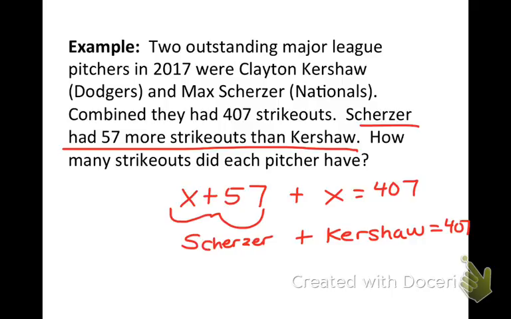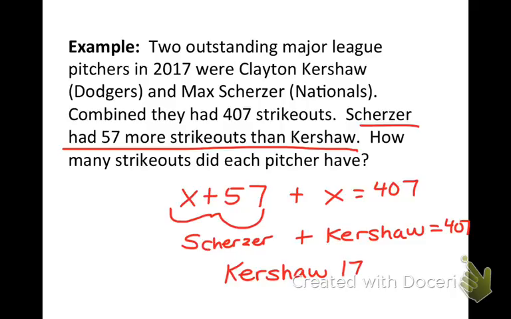2x plus 57 equals 407. 407 minus 57 is, oh, my battery just died, 350 divided by 2, it's 175. So who has 175? Nevin? Nevin, you got that many strikeouts? Yes. Okay.